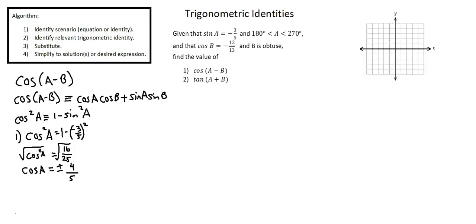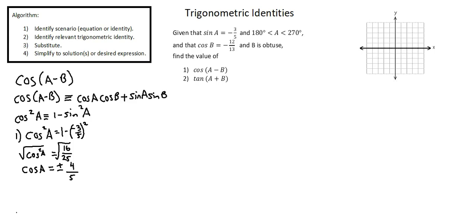I've added a coordinate plane to the screen in the upper right hand corner. Let's think about our scenario. Angle A is between 180 degrees and 270 degrees. That means that angle A is in quadrant 3. And in quadrant 3, we are to the left of the origin, which means that the x value, or the cosine value, is negative. So of our two options for cosine of A, we want the negative value, negative 4 over 5. So now, along with the given sine value of A, we have the cosine value of A.